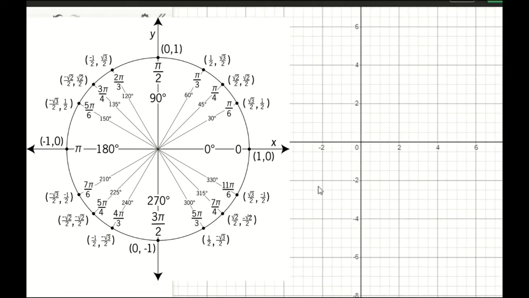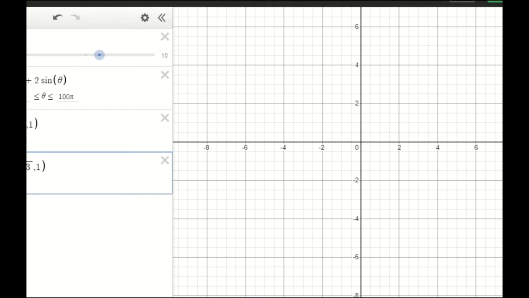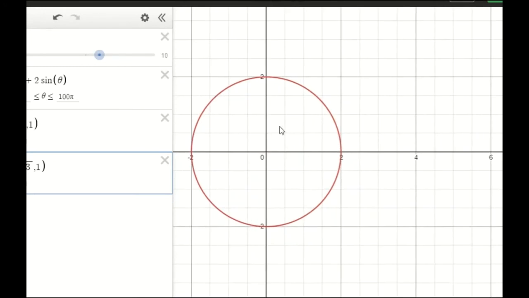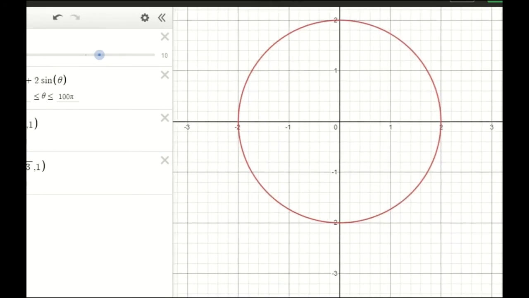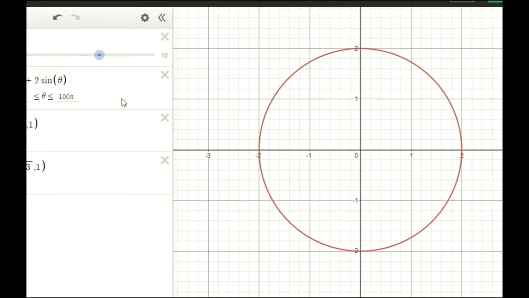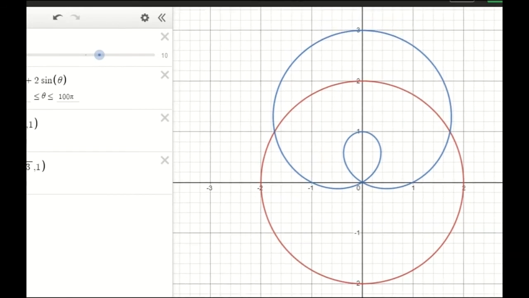So let's get rid of that unit circle. The first equation is going to be r equals 2. It's this red circle, a circle with radius 2. I can zoom in a little bit so you can see it a little nicer. The next equation I'm going to graph is 1 plus 2 sine theta, and we get a nice little design like that, looking like one of those spirograph things.